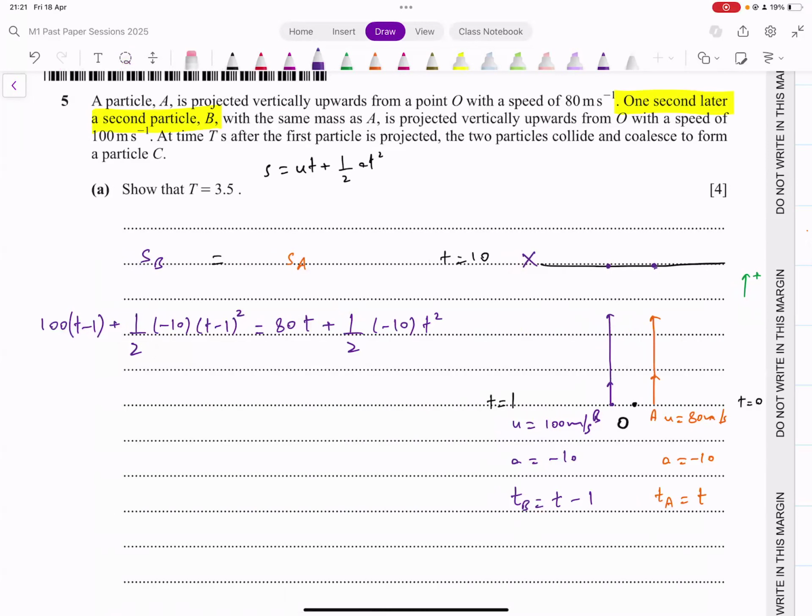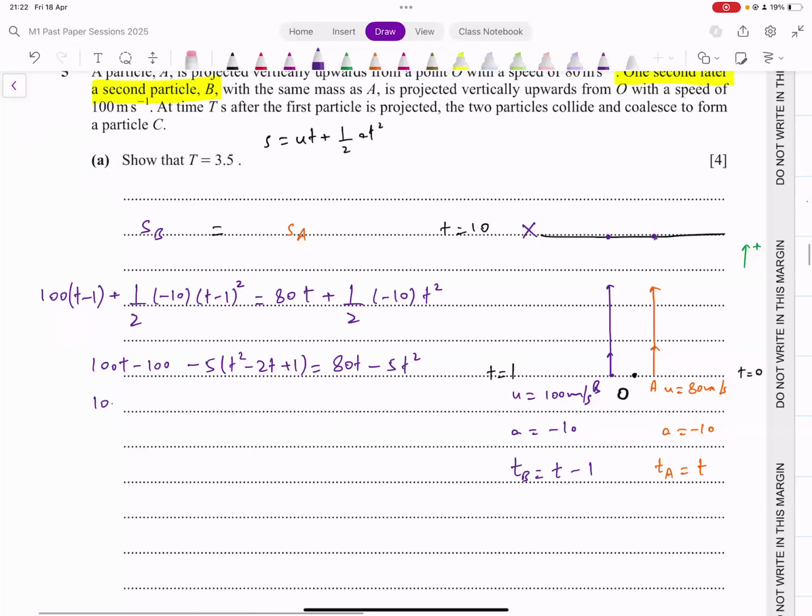Now we simplify this and find the value of t from this. What do we get? We have 100t minus 100 minus 5 into t minus 1 whole squared. What does that simplify to? t squared minus 2t plus 1. On the other side, we have 80t minus 5t squared. Let's simplify this: 100t minus 100 minus 5t squared plus, no, minus 1 is plus, that's 10t minus 5, that equals 80t minus 5t squared.